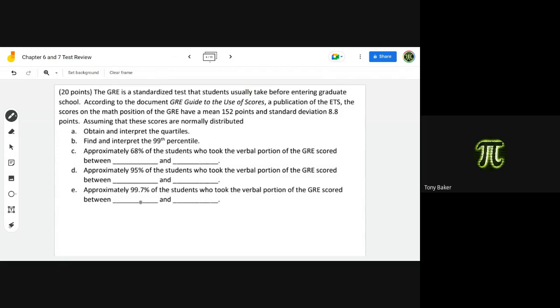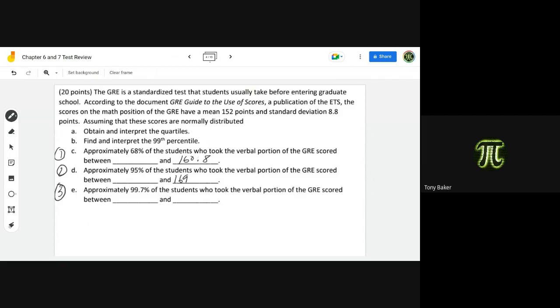So 68, 95, 99.7, that's one standard deviation, two standard deviations, and three standard deviations. So this one, you don't actually have to do any calculations. Well, you have to do a small calculation, but you don't even have to use your Z table for this one. You're just going to add and subtract the 8.8. So we do 152 plus 8.8, and that gives me the 160.8. Honestly, what I would do is literally just keep doing the plus 8.8 and go down this list.